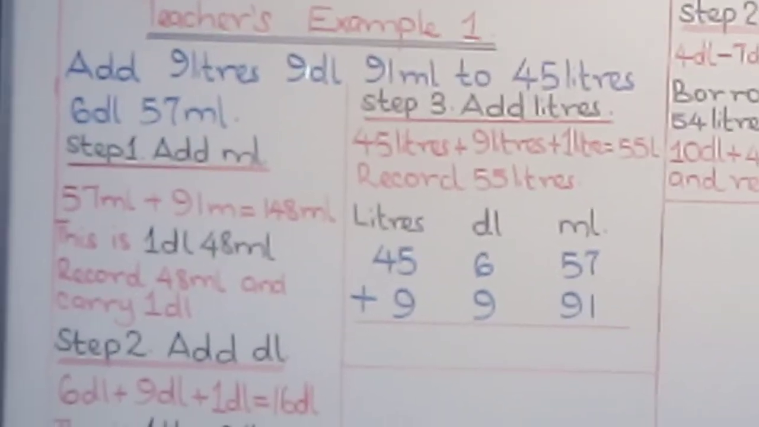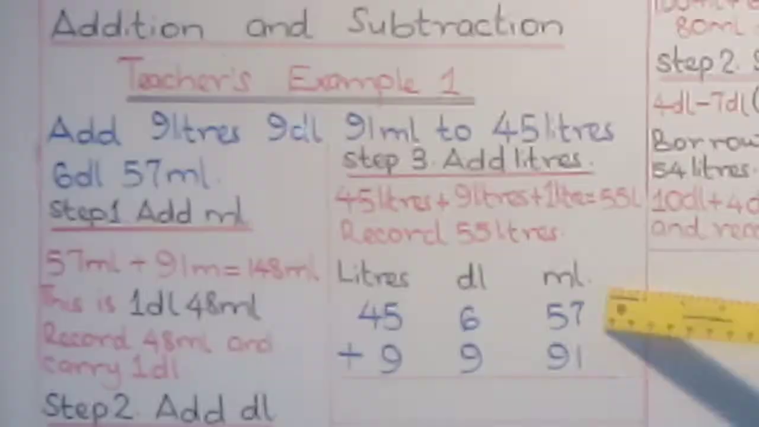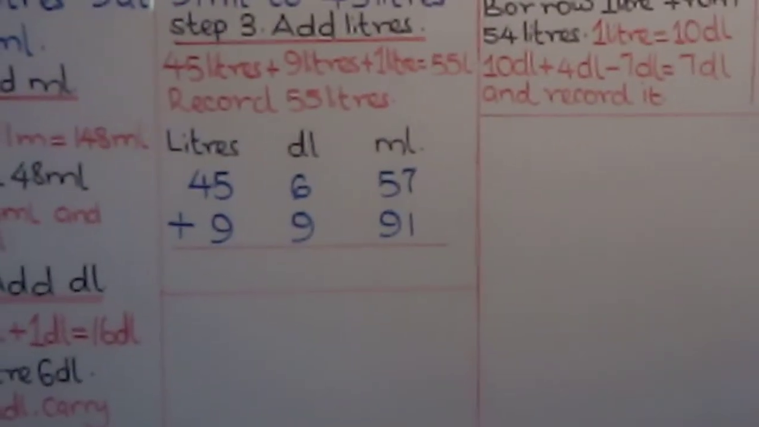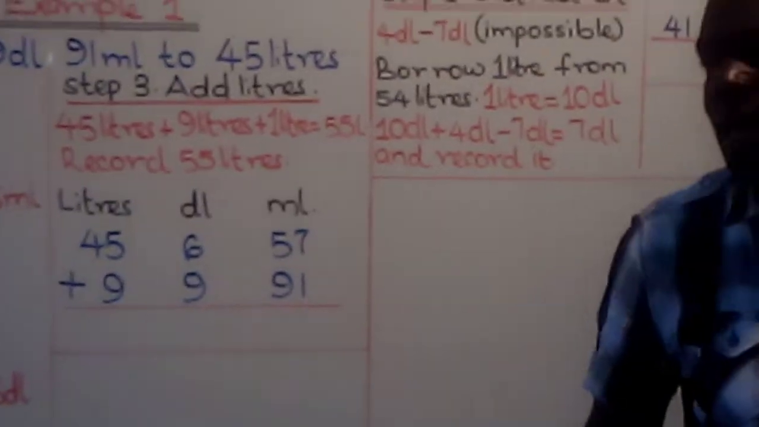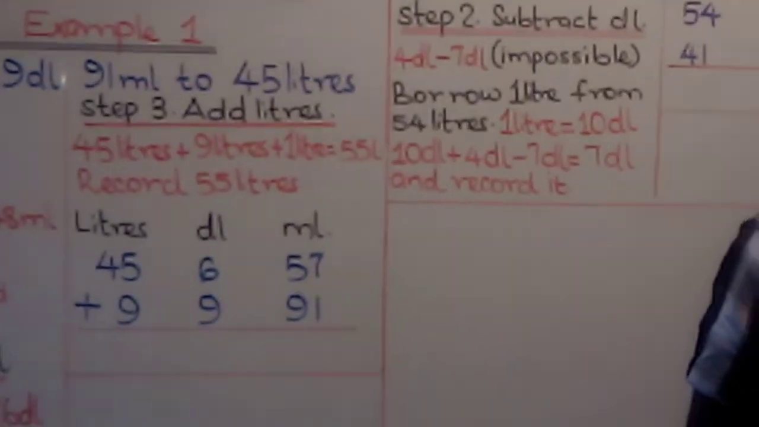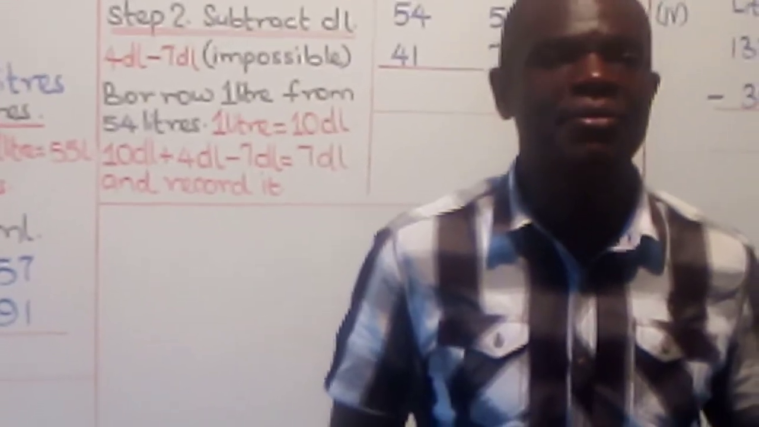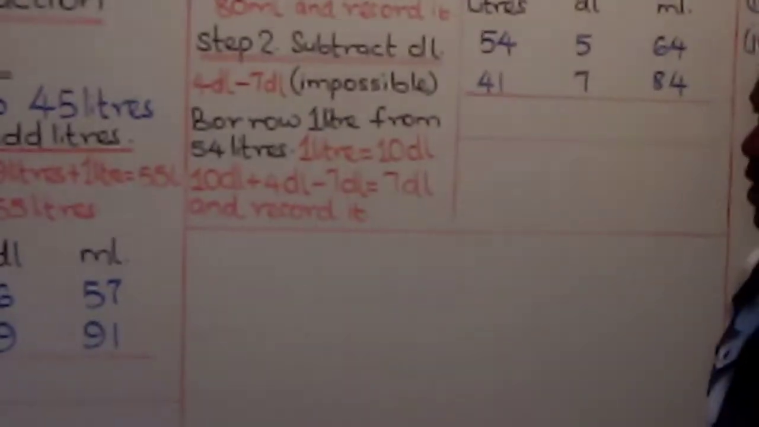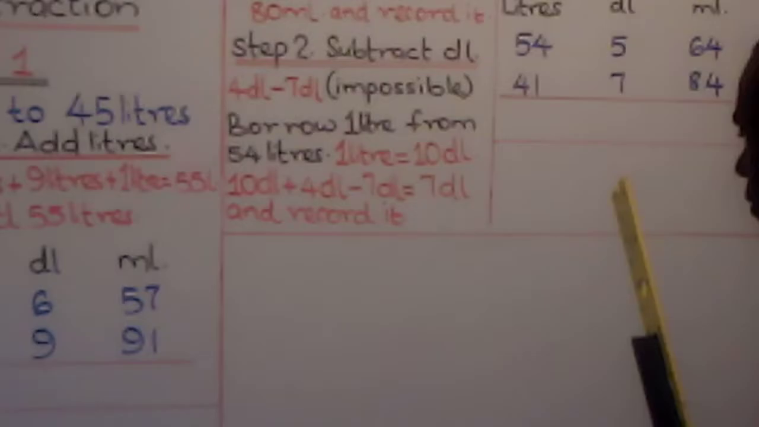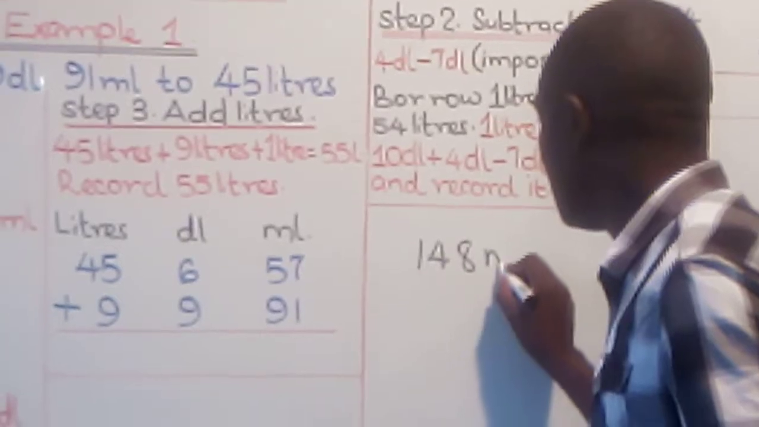Step number 1, we add the milliliters. The milliliters, we add 57 to 91. What do we get when we add 57 to 91? Boys and girls, what do we get? Yes, Joy. Very good. We get 148 milliliters.